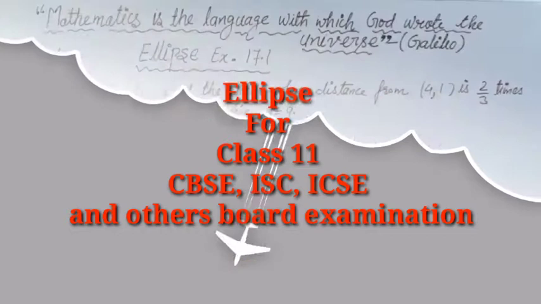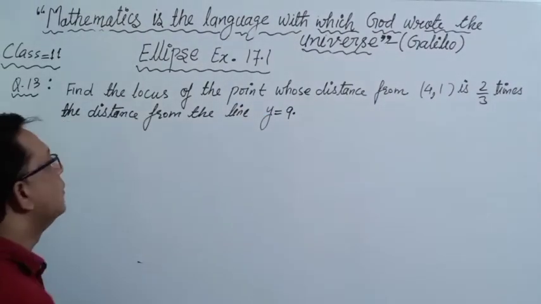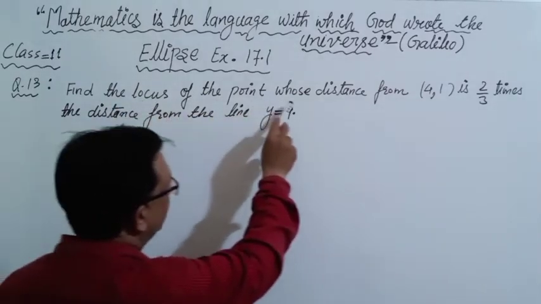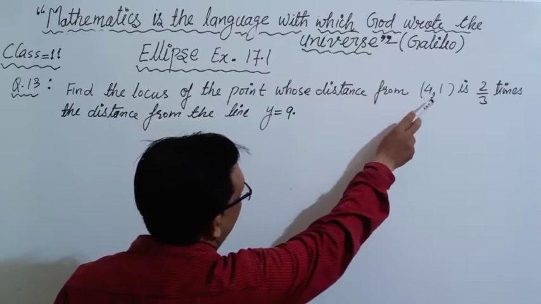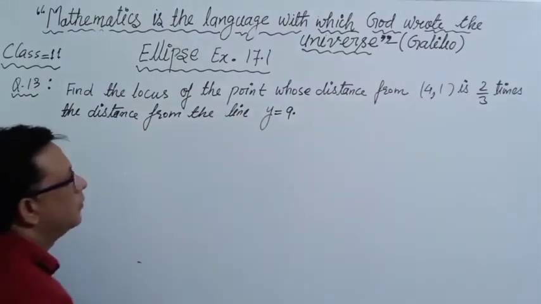We are going to tell you question number 13. A very good question and very simple question. The question is: find the locus of the point whose distance from the point (4, 1) is 2/3 times the distance from the line.